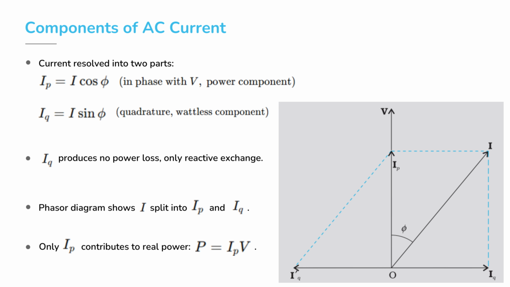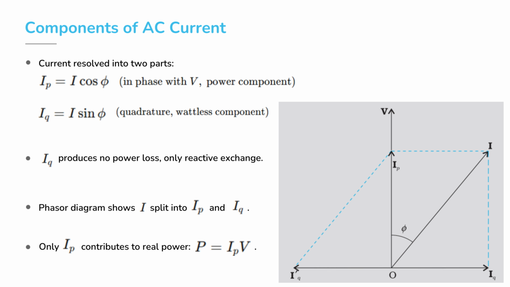Have you ever thought about why in alternating current circuits, not all of the current actually contributes to useful work? Let's break this mystery into simple parts. The total current in an AC circuit can be split into two components. The first is IP, equal to I times cosine phi. This is the component of current that stays in phase with the voltage. It is the real or power component because it contributes directly to useful power.